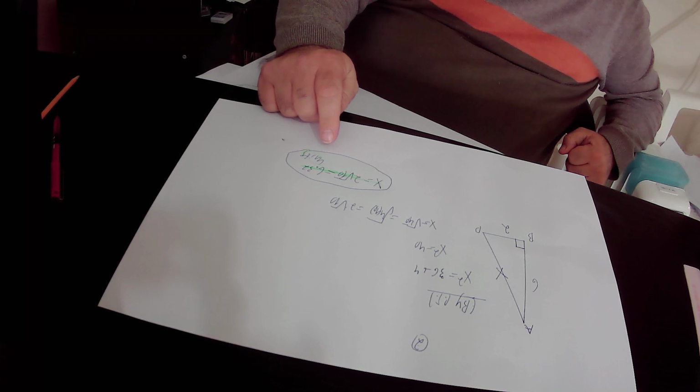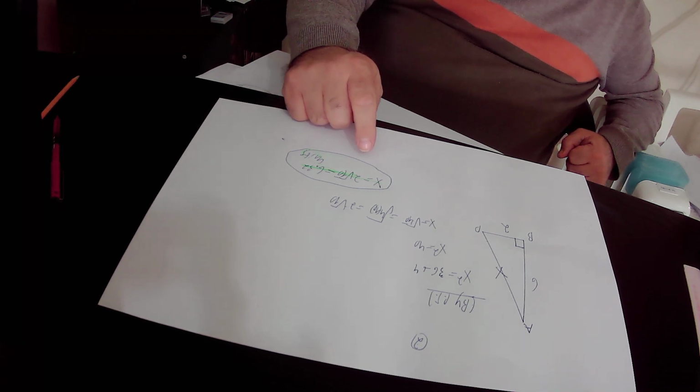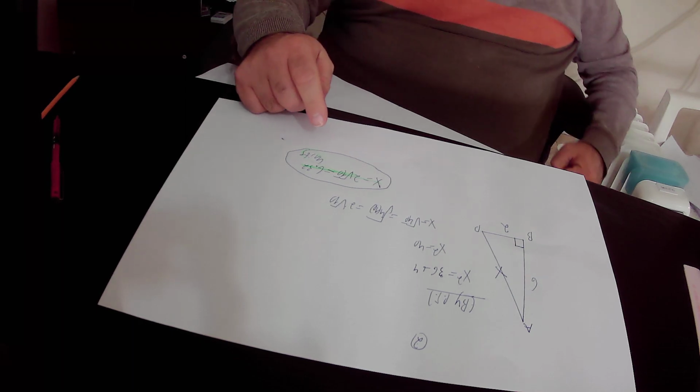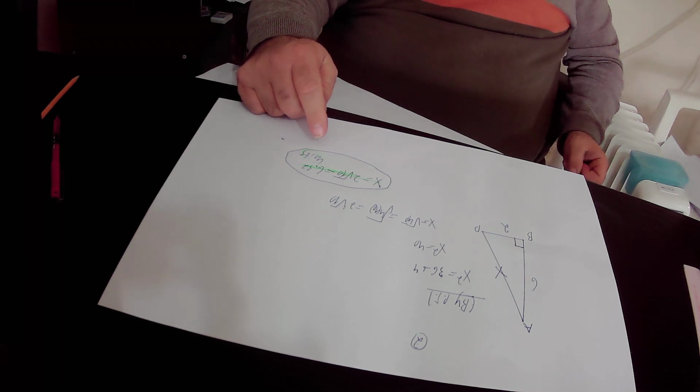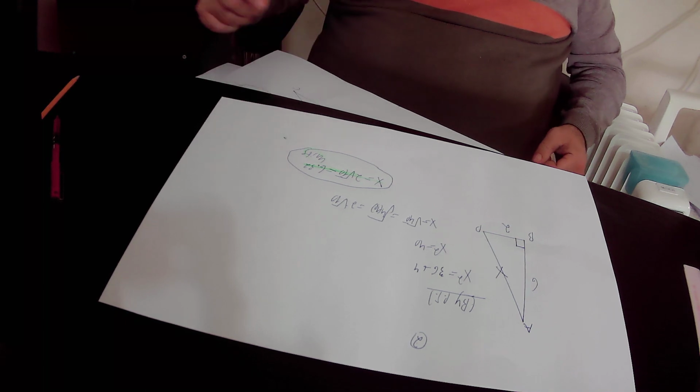I'll repeat again. According to the first solution, we got that the length of line segment x is equal to 2 times the square root of 10 units, or in numbers, 6.32 units. Okay, thank you very much.